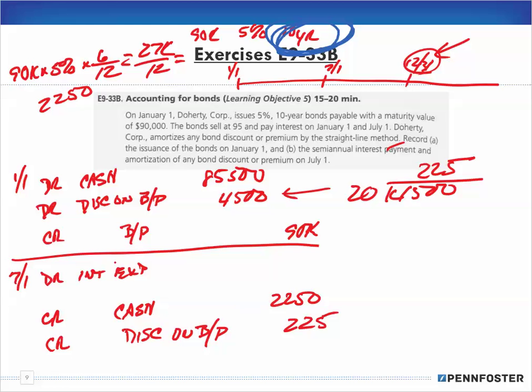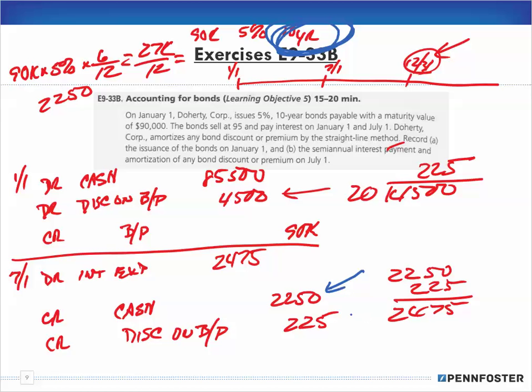So now debits have to equal credits. If I add my 2,250 plus my 225, that gives me 2,475, which is how much I'm going to book in interest. And that's my entry to record the semi-annual interest payment and the amortization of the discount, which allows me to back into how much my interest expense should be.